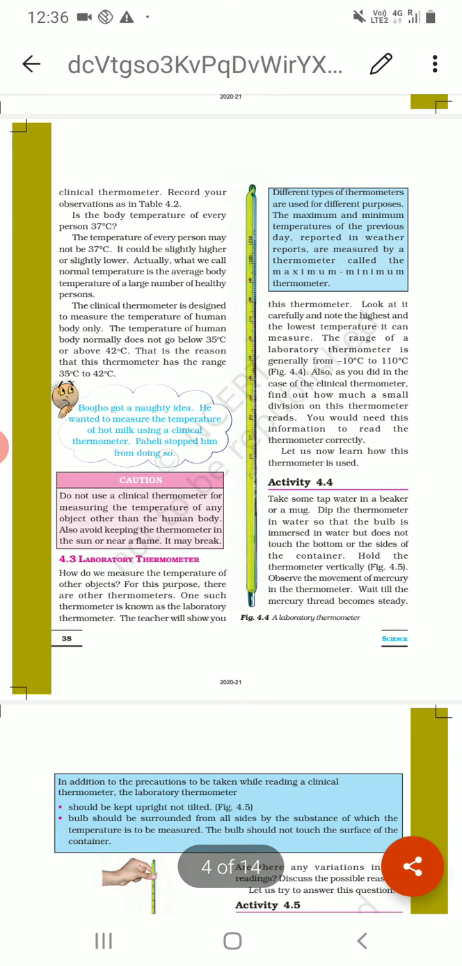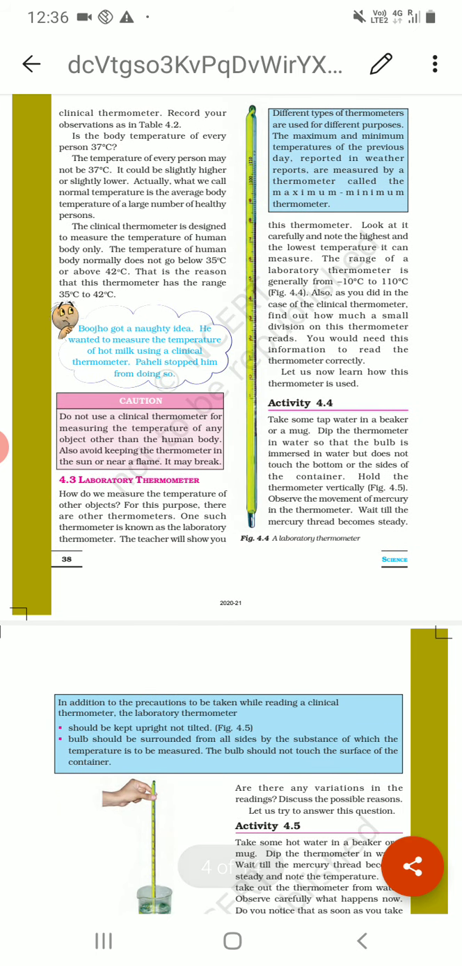Now, today we will study about the laboratory thermometer. Okay. So, how do we measure the temperature of other objects? For this purpose, there are other thermometers. One such thermometer is known as the laboratory thermometer.